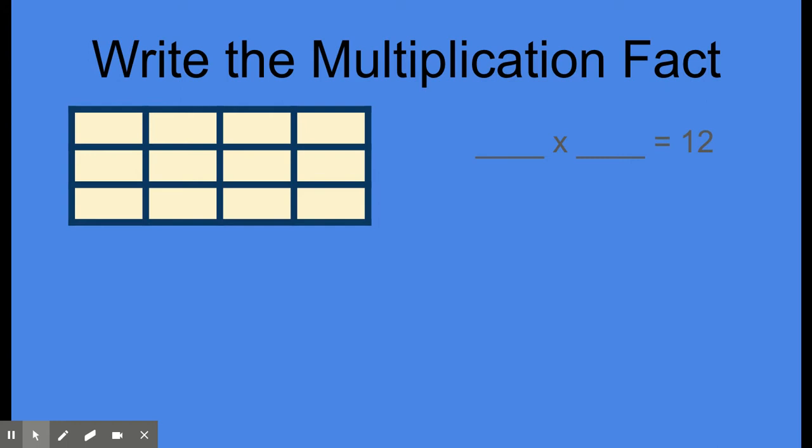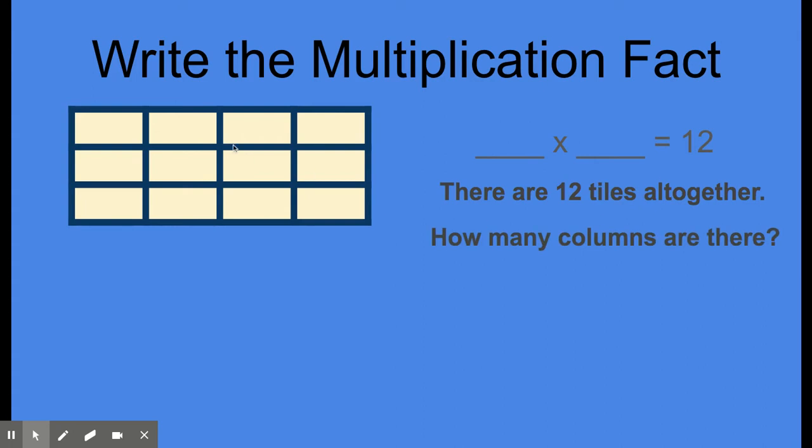So we are going to be doing this fluency activity to review relating multiplication with the area from lesson 5. Remember, you can use multiplication to find the area of these tiled rectangles or the shapes that you're using. So we have blank times blank equals 12. So there are 12 tiles altogether, and we know that from here.